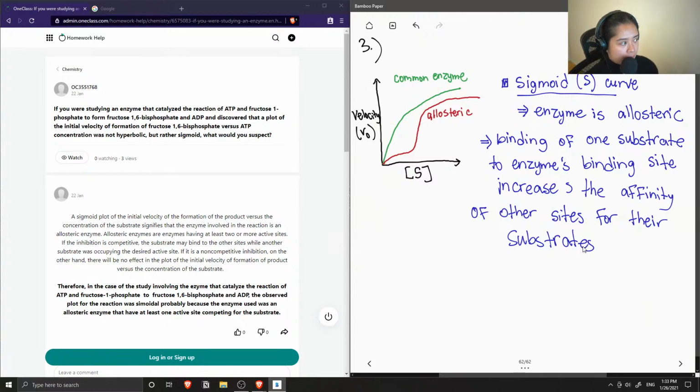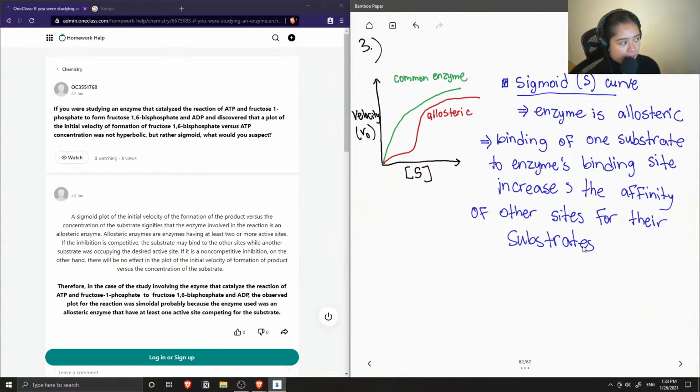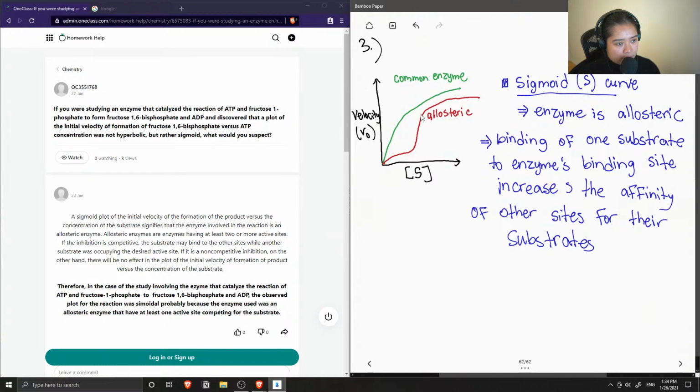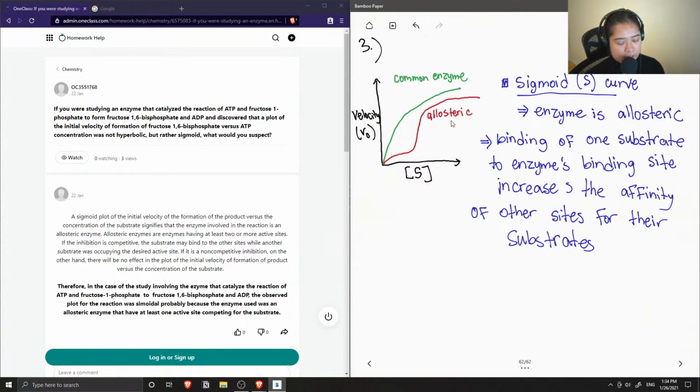Okay, so for example, take the enzyme that catalyzed the reaction of ATP and fructose 1-phosphate to form fructose 1,6-bisphosphate and ADP. The binding of that one substrate to the enzyme's binding site actually increases the affinity of other sites for their substrates. And you can see how the velocity increases rather quickly, and then it kind of plateaus off as the reaction continues.